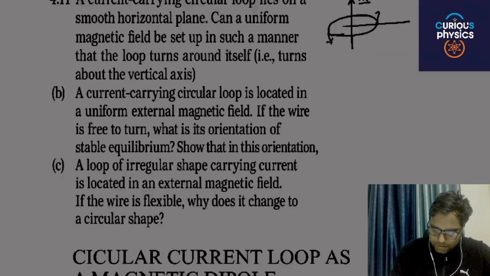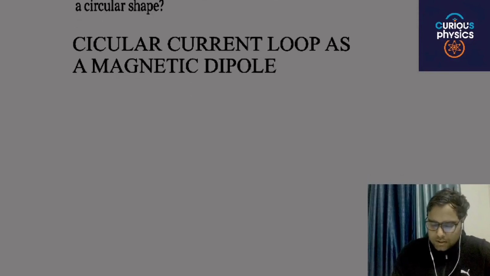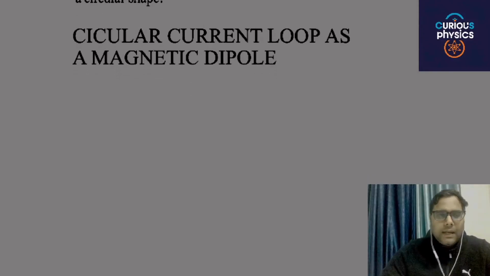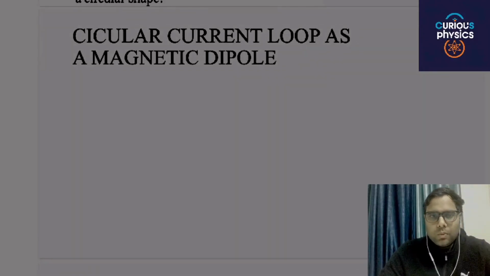So the next topic is circular current loop as a magnetic dipole. Here you have to relate both concepts, electric field and magnetic field.